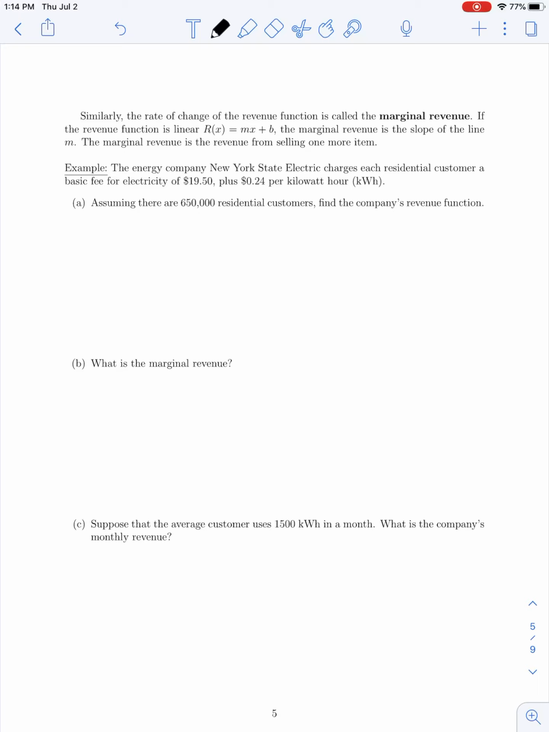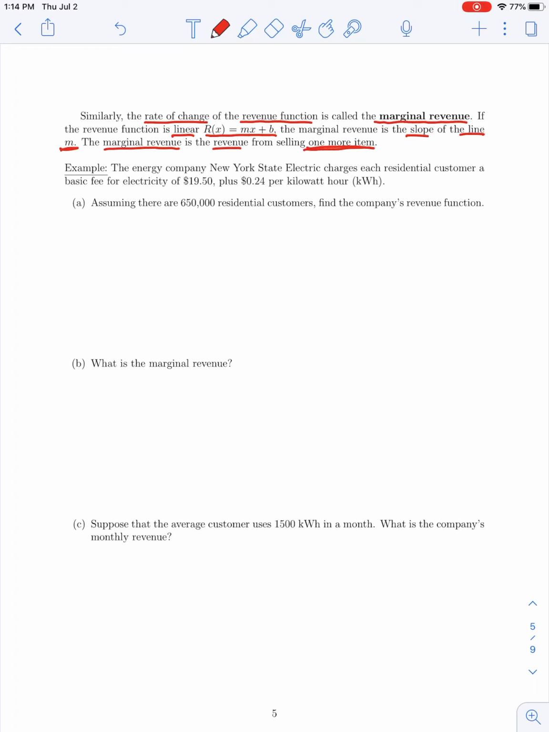Now, in our next example, we'll talk about the concept of marginal revenue. So here we've just discussed marginal cost, which was the rate of change of our cost function. So similarly, the rate of change of a revenue function is referred to as the marginal revenue. So in the event that our revenue is a linear function, say something of the form mx plus b, then the marginal revenue would be the slope of the line m. And here the marginal revenue represents the revenue from selling one additional item or one additional unit.